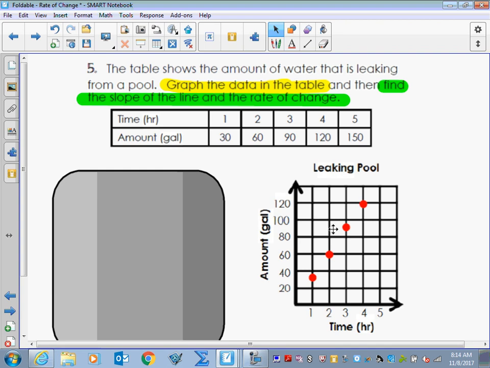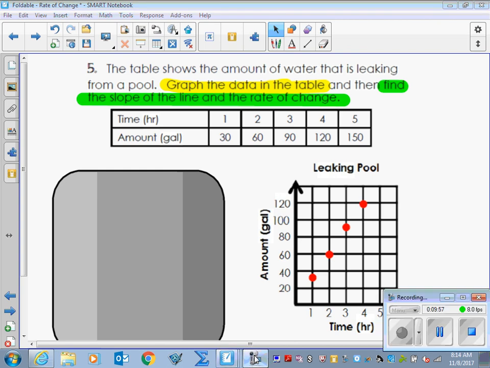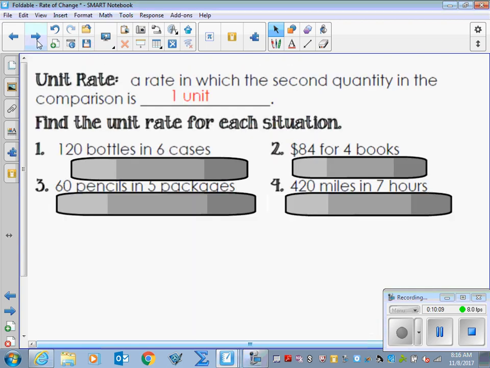Yes. Okay. So go ahead and plot those. I'll give you a second to do that, and then we'll determine what the slope is. Wait, no, you're supposed to do y over x. So y over x in this case would be 30 over 1, which would be 30. Okay. All right, let's move on to here.